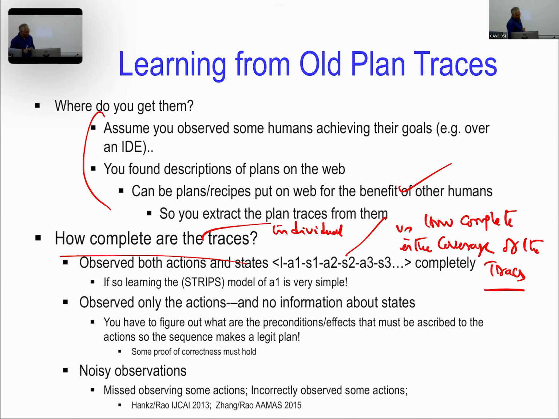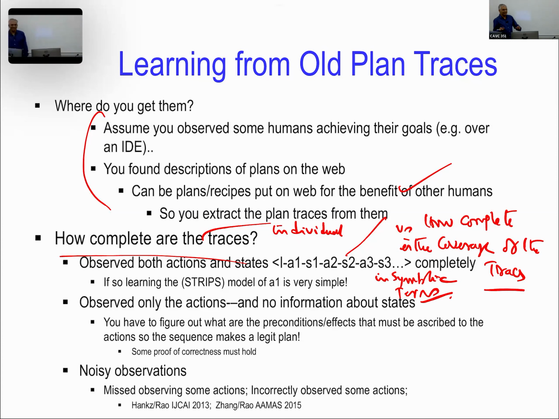Okay, the simplest scenario is you observe both actions and states, and the observation is complete. And you assume that the observation is in symbolic terms. If it's in symbolic terms, then essentially I would argue it's a trivial problem.